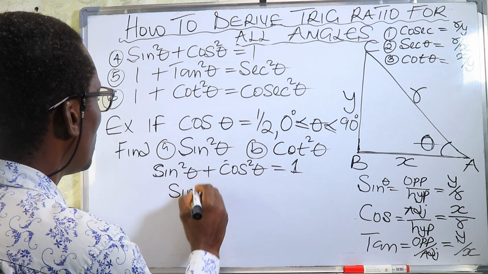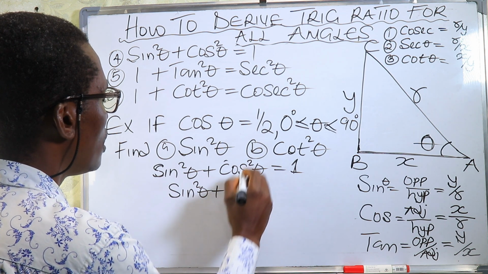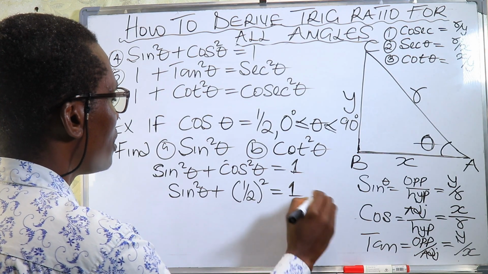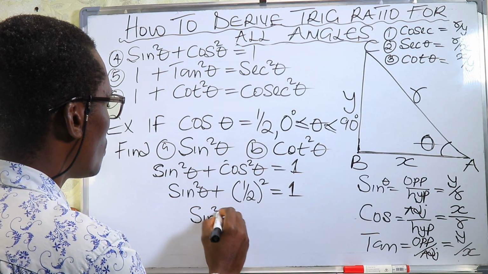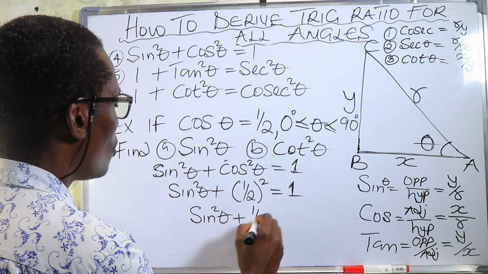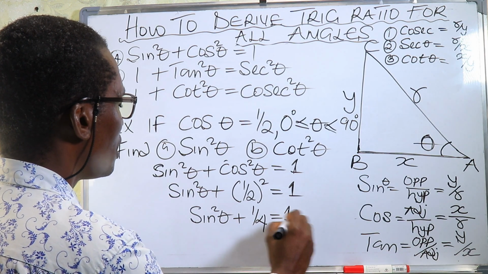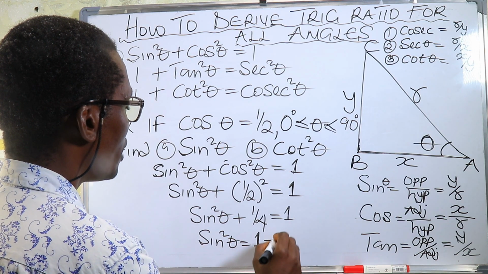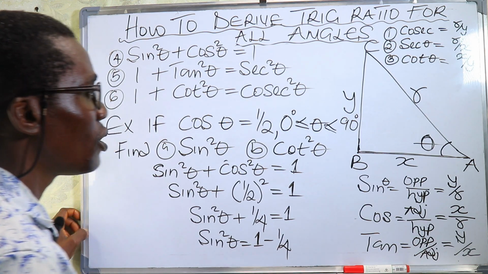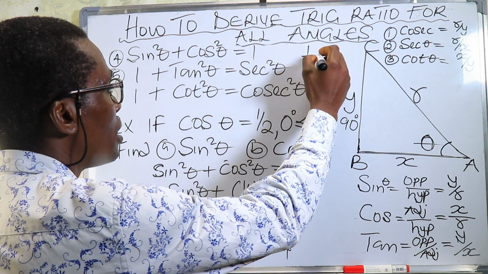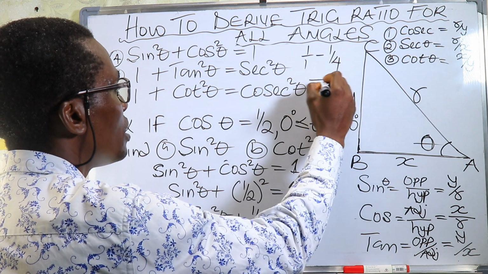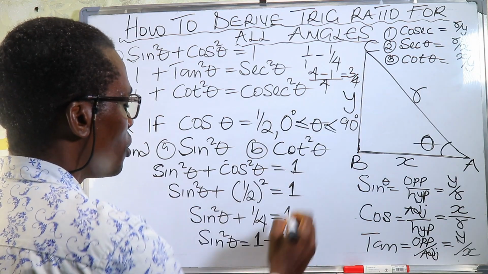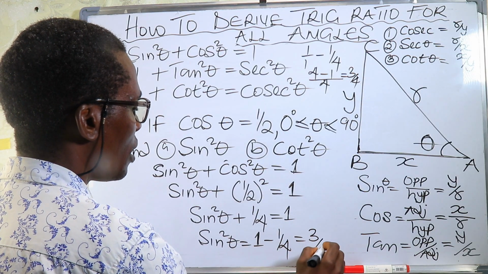We go put our sine square theta plus this one will give us what? 1 all over 2 square go dey equal to 1. So that means our sine square theta plus 1 all over 4 go dey equal to 1. So that means our sine square theta go dey equal to 1 minus 1 all over 4. When you get 1 minus 1 all over 4, 4 LCM, this could give you 4 minus 1, and this could give you 3 over 4.